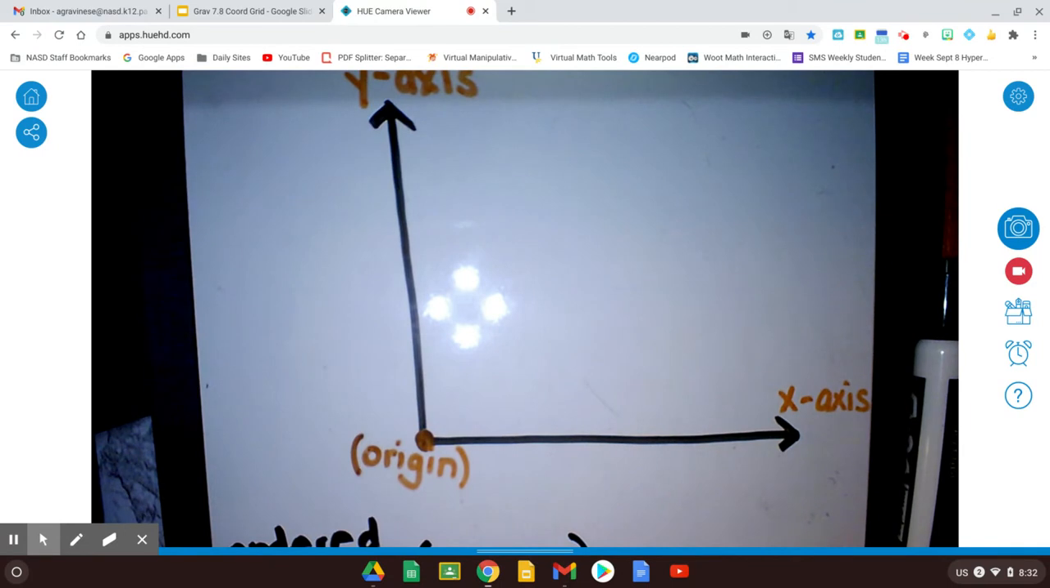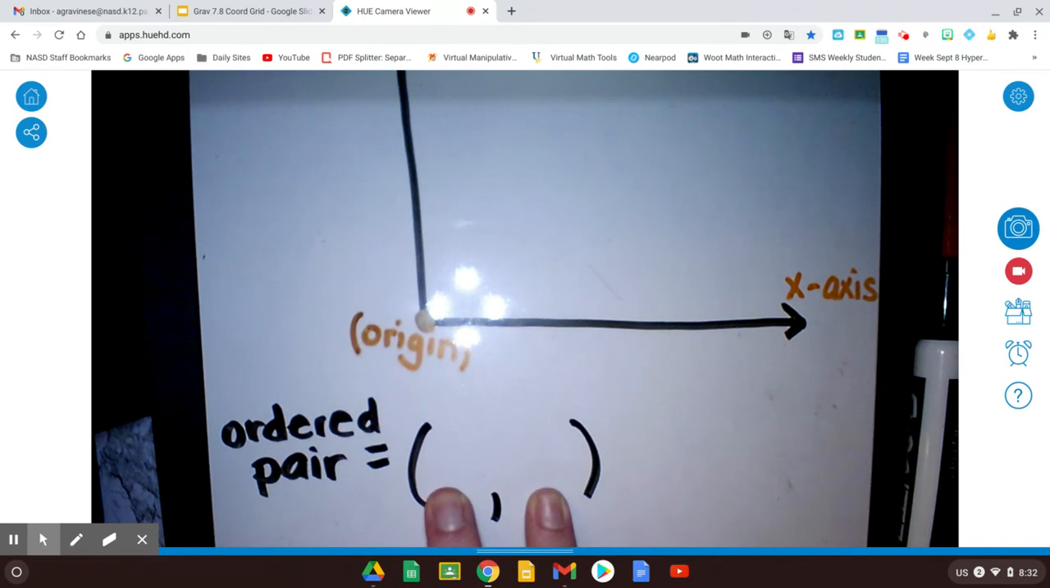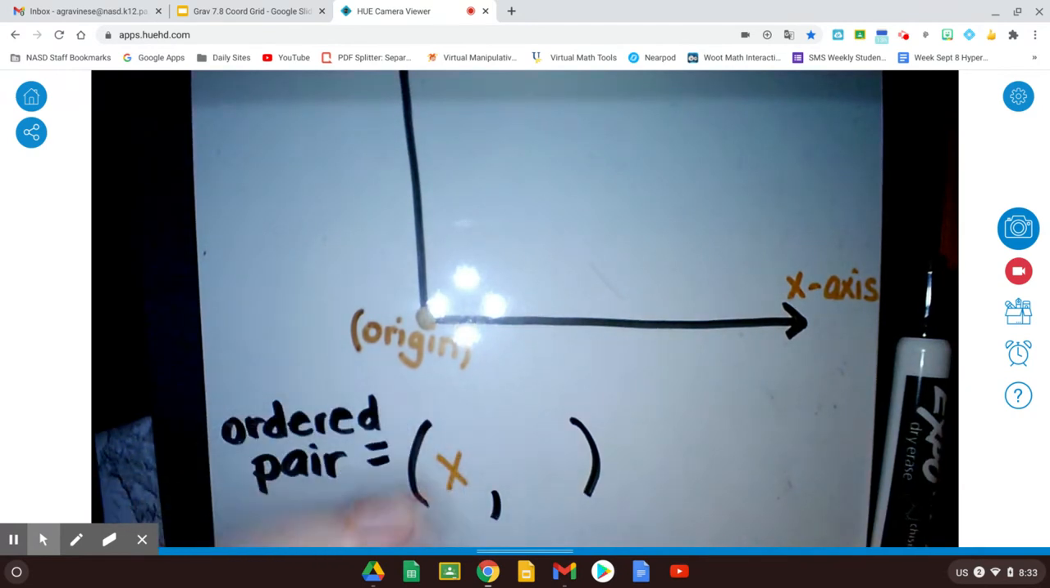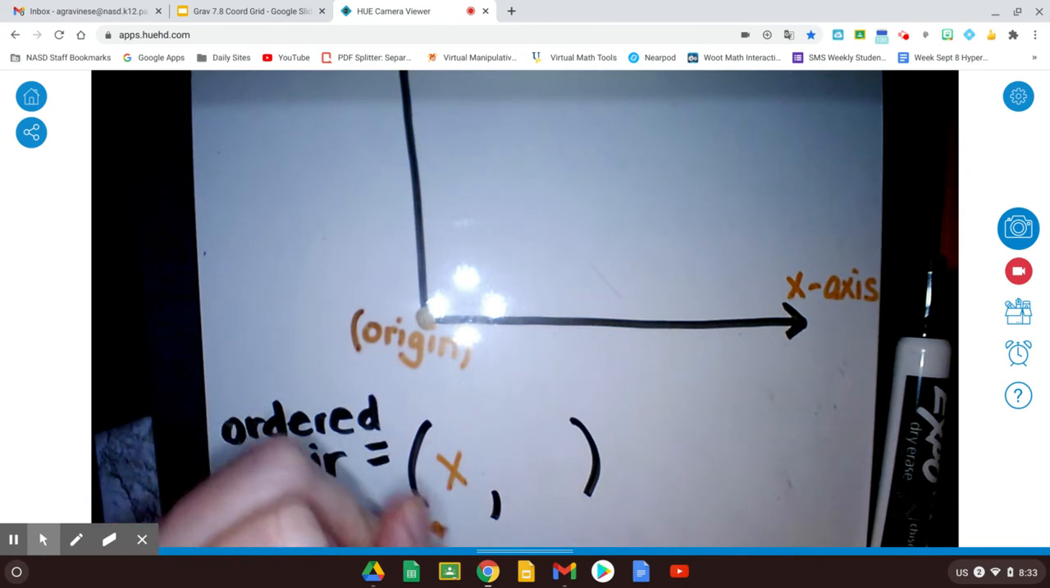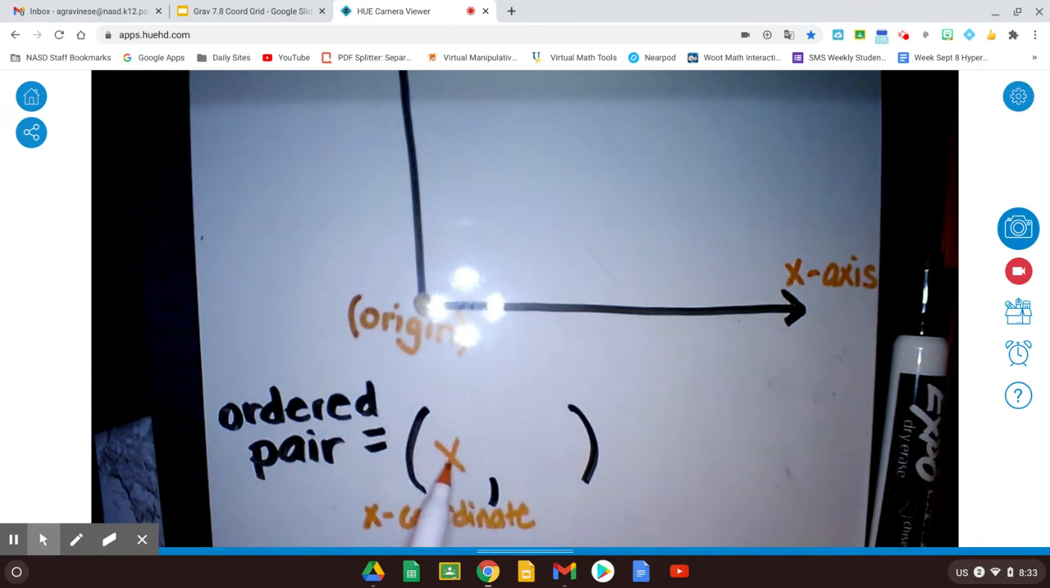So what is it that we're graphing on the coordinate plane? Sometimes we say plotting. The ordered pair. An ordered pair is a pair of numbers, two numbers, that are in a very specific order. The ordered pair will always give you the x coordinate first, so that will be the first number in your ordered pair, followed by the y coordinate, which is always the second number in your ordered pair.